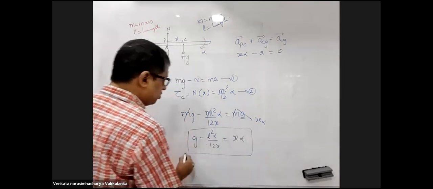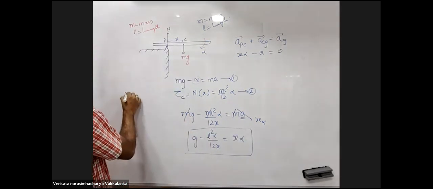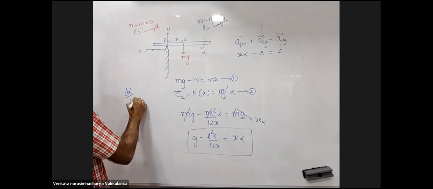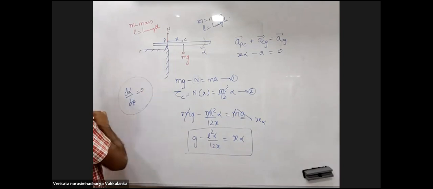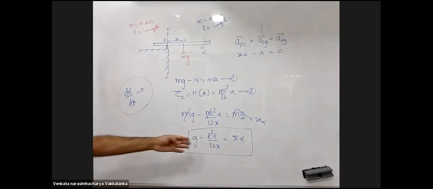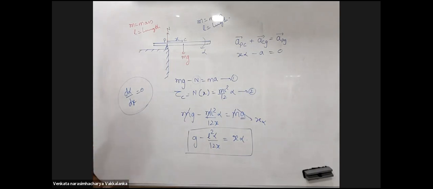Once I have this equation, my requirement is d alpha by dx should be 0. Find the value of x for which alpha is maximum.